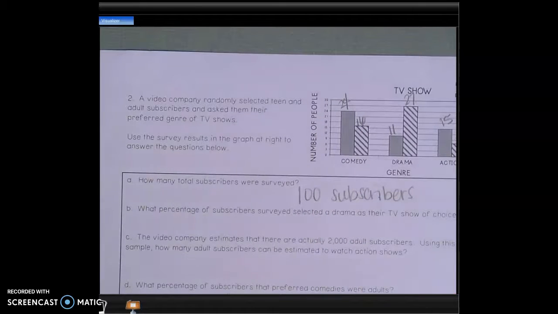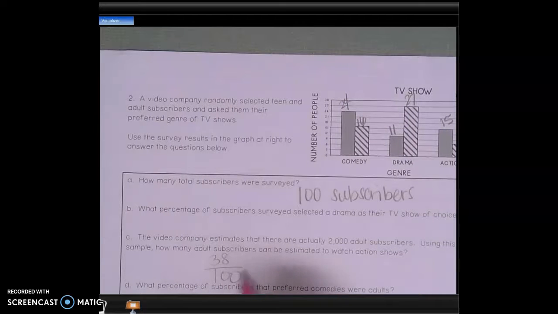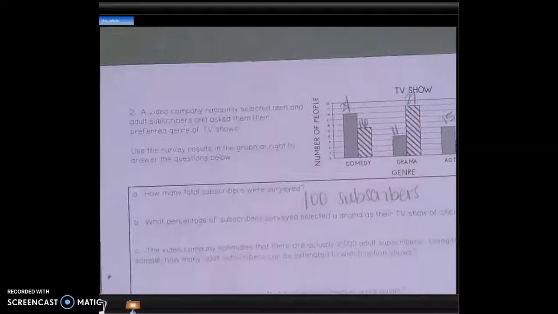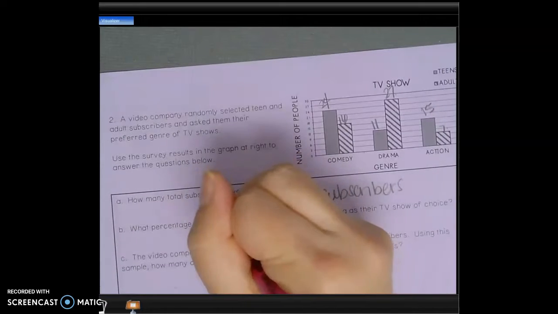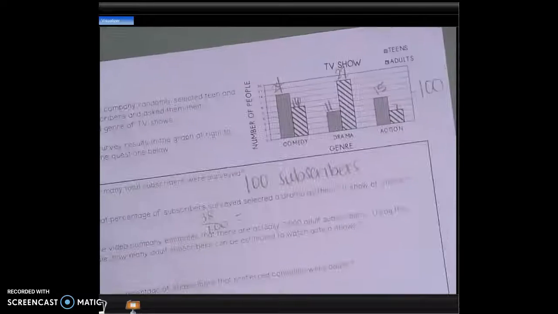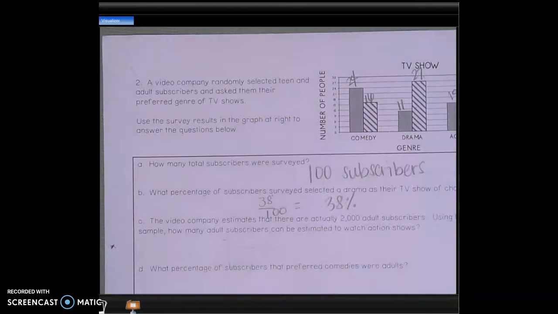Okay, what percentage of subscribers surveyed selected drama as their TV show of choice? So let's look at drama. We have 27 adults and 11 teens. If we add those numbers together, we're going to get 38 out of 100. All right, so we have 38 out of 100. We can very easily turn that into a percent because it is already over 100. So this is going to be about 38% selected drama as their TV show of choice.